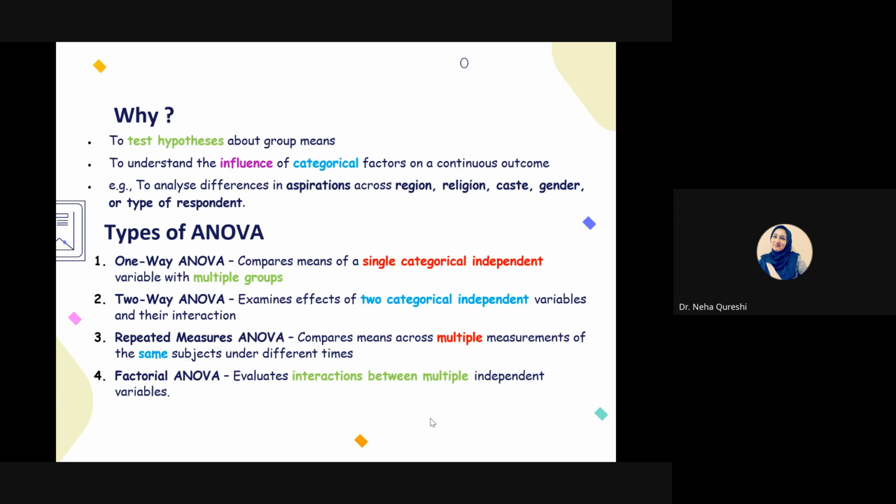Now you have different types of ANOVA: one-way ANOVA, two-way ANOVA, repeated measure ANOVA, and factorial ANOVA. Again, you have another category called bivariate ANOVA, univariate ANOVA. So what do these mean?